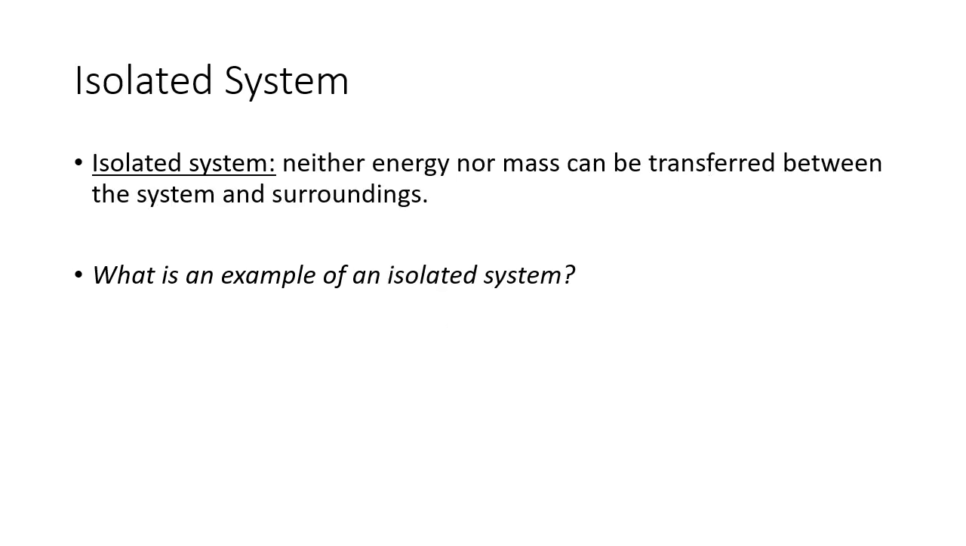In an isolated system, neither energy nor mass can be transferred between the system and the surroundings. What is an example of an isolated system? If we truly look at the definition, there's really one isolated system, which would be the universe, because I'm not sure exactly what's outside of that system, so neither energy nor mass can be transferred from this universe, unless there are more universes.